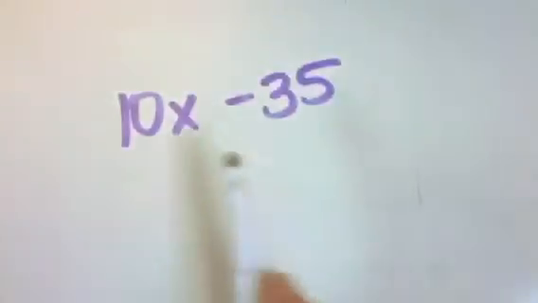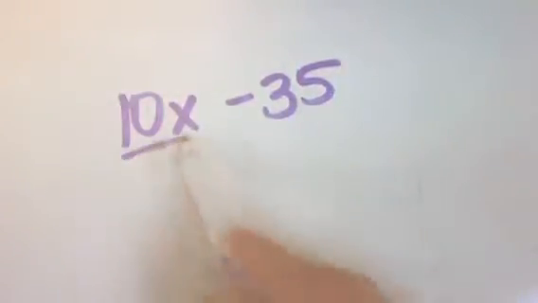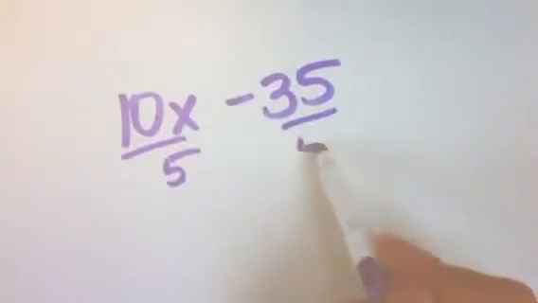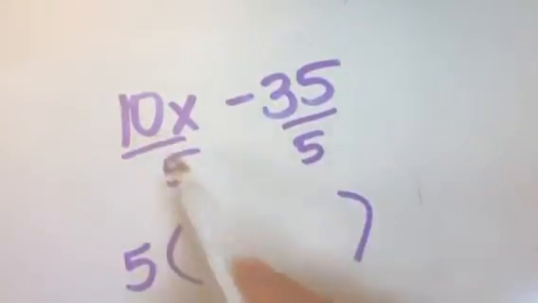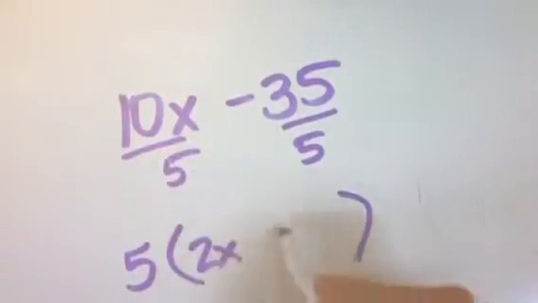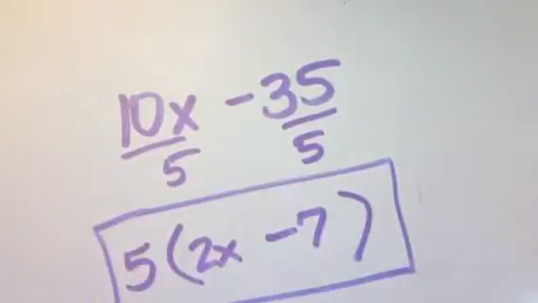Another example, 10x minus 35. They do not have a variable in common since this is a constant, which means it doesn't have a variable. They are both divisible by 5, so I pull 5 out, and when I divide, I get 2x minus 7. So this would be the factored form of that binomial.